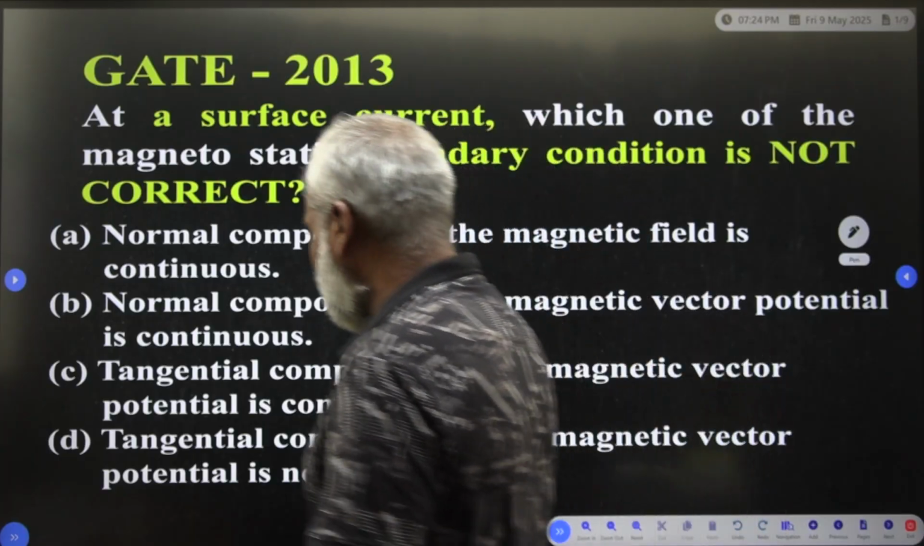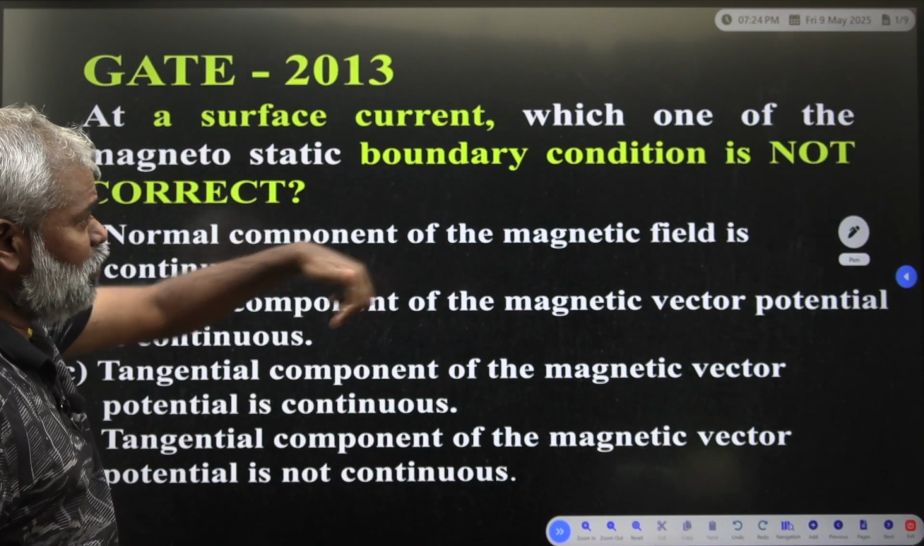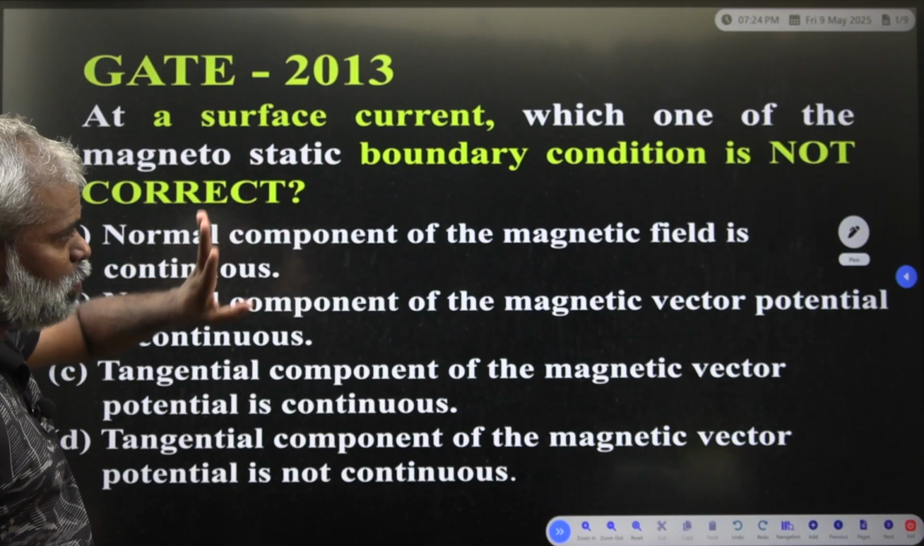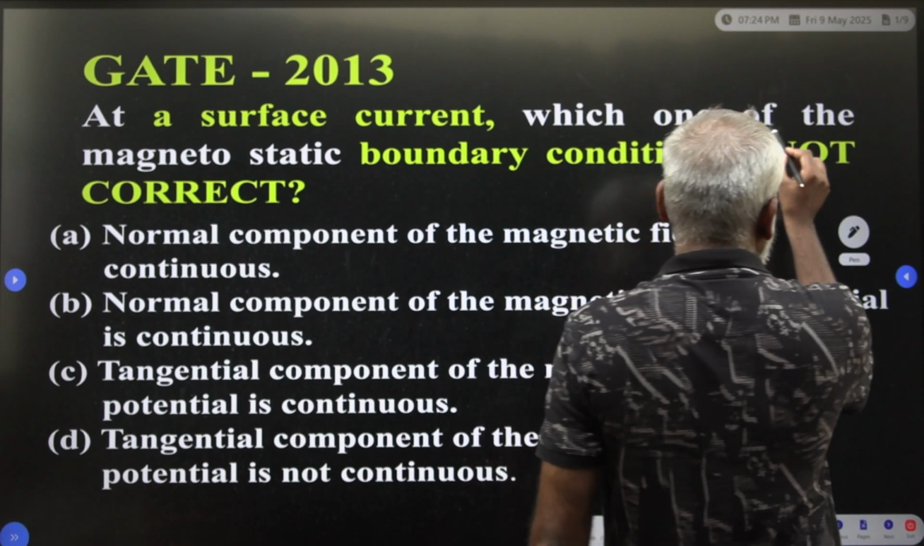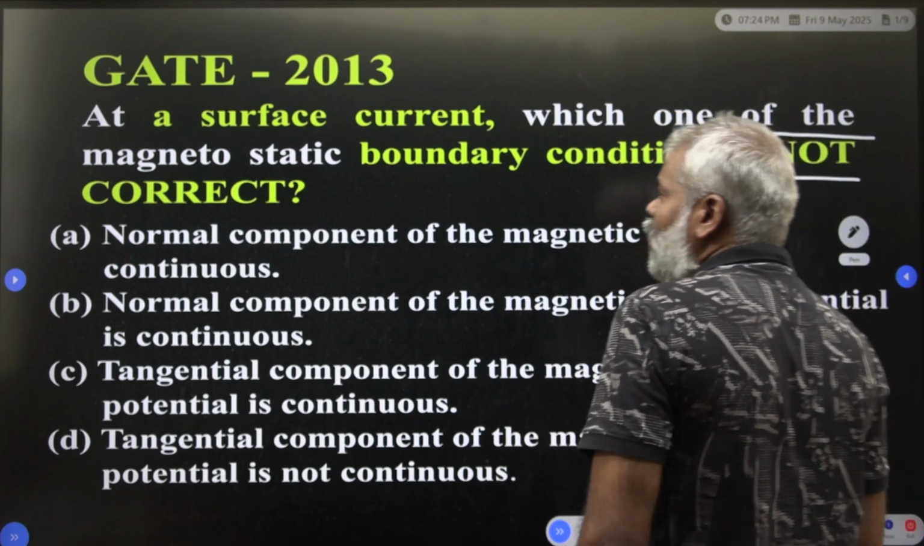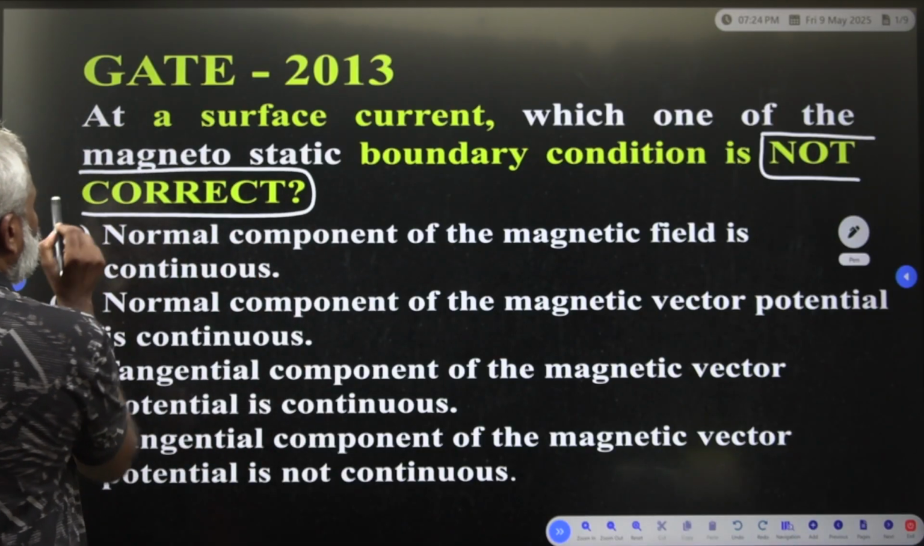Once you see option A, surface current. Which one of the magnetostatic boundary conditions is not correct? They are asking which one of the boundary conditions is not correct for magnetostatics.